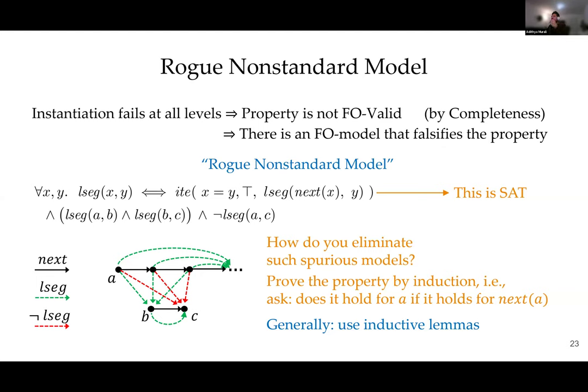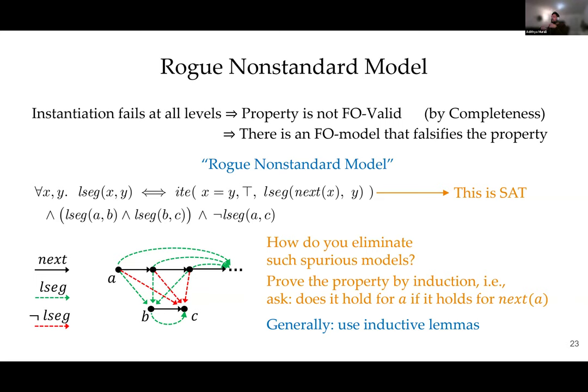And the way you do this is to actually ask whether the property is provable by induction, right? So instead of just asking whether when lseg A, B and lseg B, C hold, lseg A, C holds, you ask whether if that transitive property is actually true for next of A, then can I show it for A, right? That would certainly eliminate this model from consideration because the property is not true for next of A. You have a bunch of red arrows from next of A, but you have green arrows from A, right? So when I assume it for next of A, the property for next of A is false, so it's vacuously true on this model, and you've eliminated it from consideration, right?